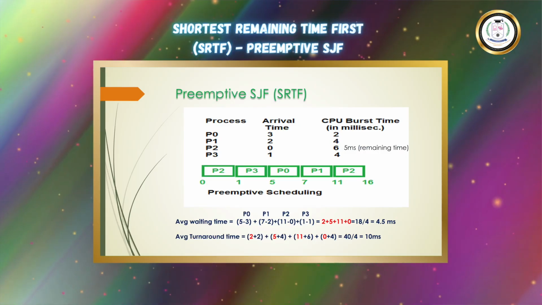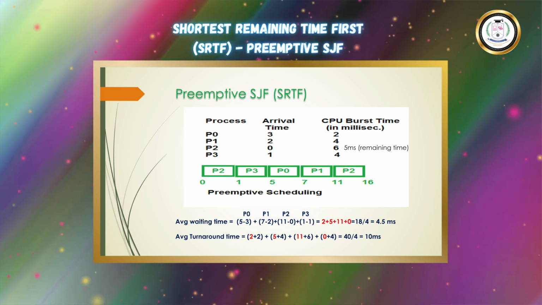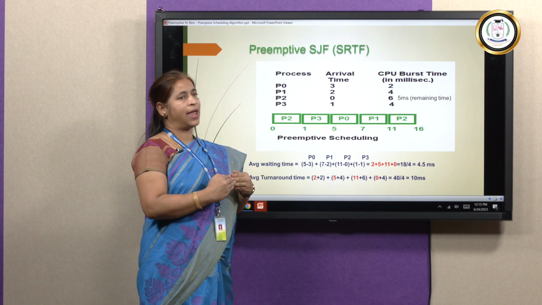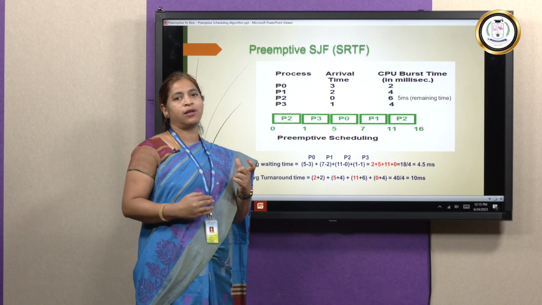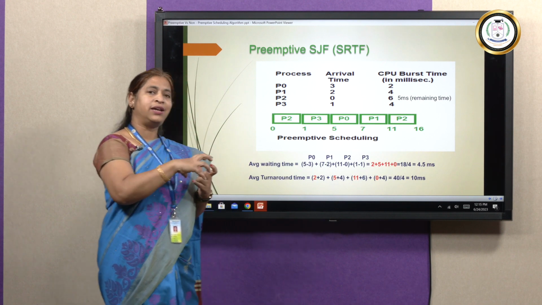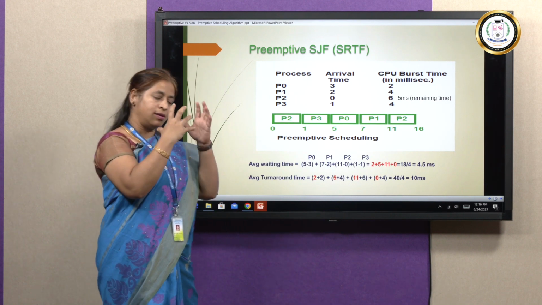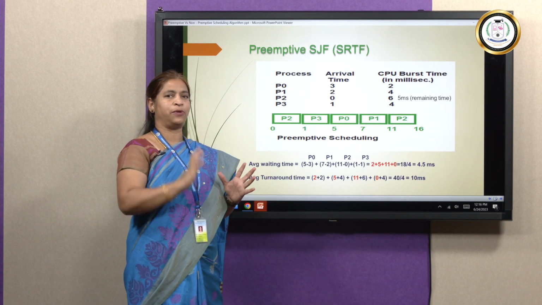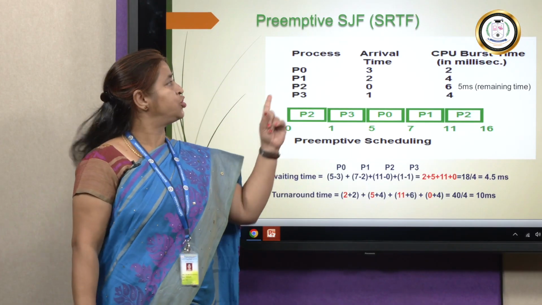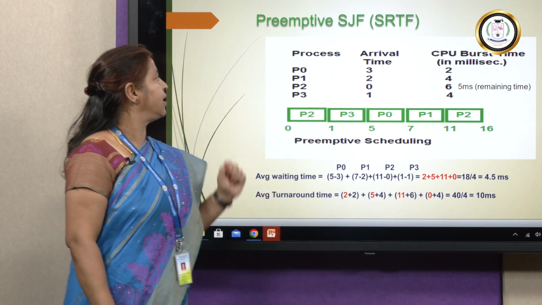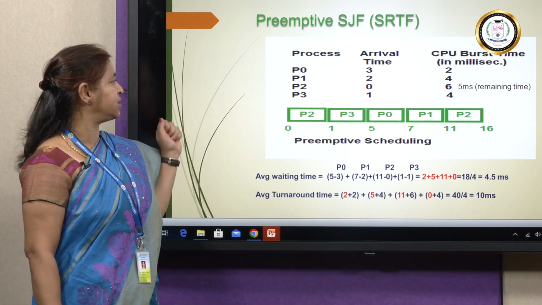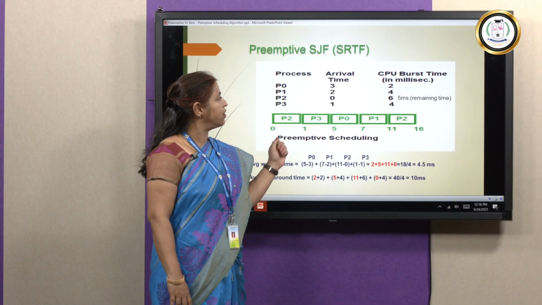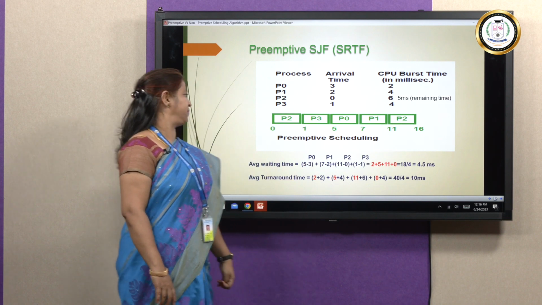Let's see preemptive SJF, which is nothing but shortest remaining time first. We know what is preemptive algorithm. Whenever a new job enters with least burst time, the running process must be preempted and the new process must be given CPU. This is the concept of shortest remaining time first. In our example, we have 4 processes P0, P1, P2 and P3. Respective arrival time is given, respective burst time is also given.